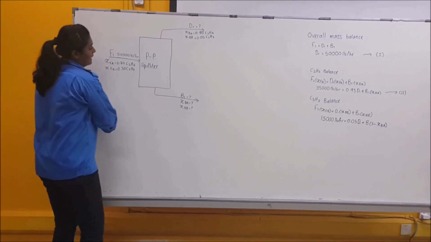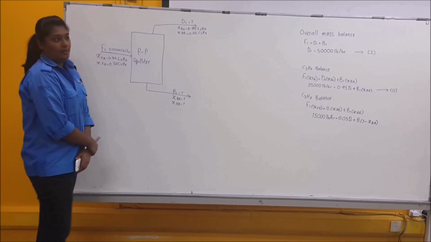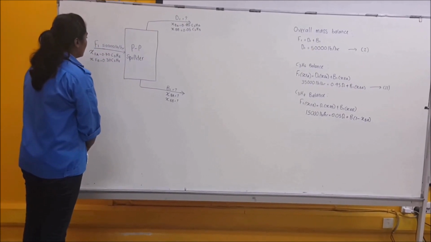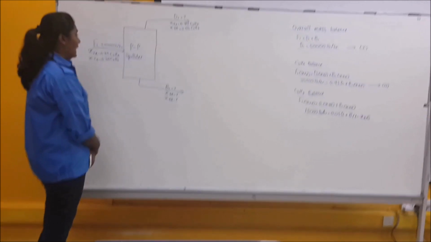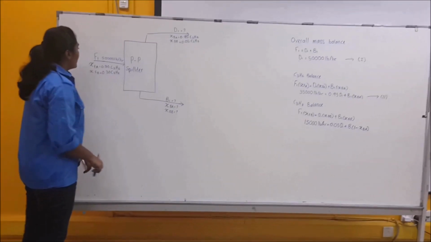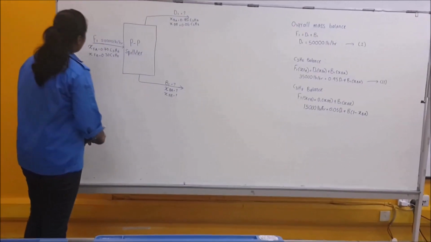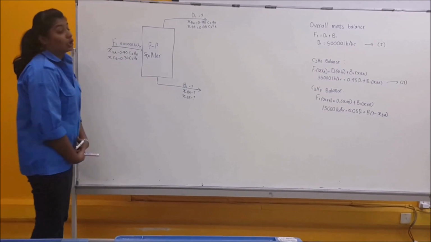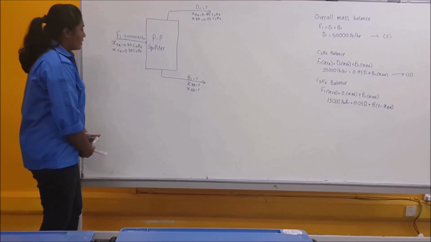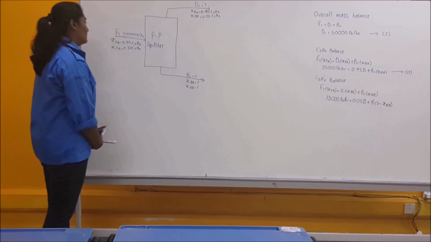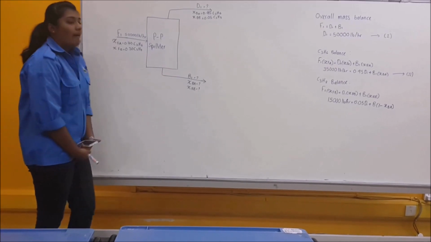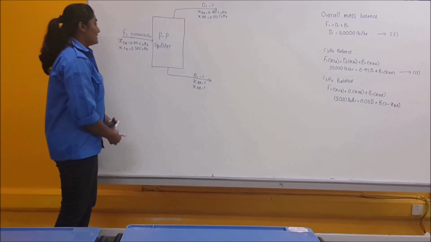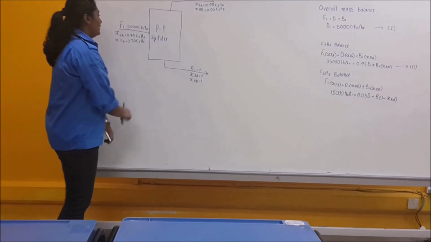Today I am going to present about the PP splitter for our case study, petroleum refining. For this mass balance, we have a feedstock of 50,000 pounds per hour, which is 70% pure propylene and contains 30% propane. We are going to purify the propylene to get at least 95% propylene.